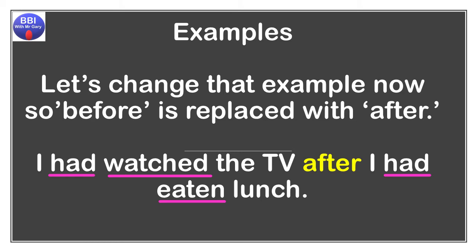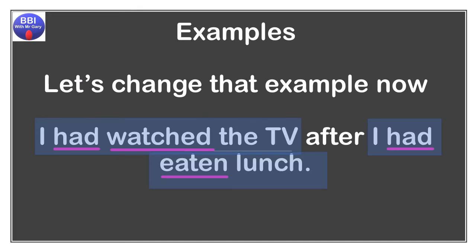When we replace the word before with the word after, the sentence meaning is still the same. However, what it does is it just adds some variation to our style of speaking and writing. So the sentence becomes, I had watched TV after I had eaten lunch. The areas highlighted here show us that we've changed the order of the sentence. So let's repeat. I had watched the TV after I had eaten lunch.